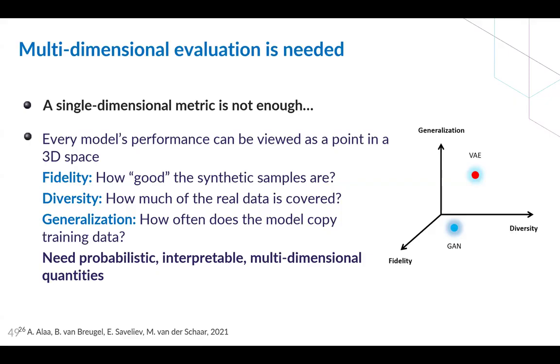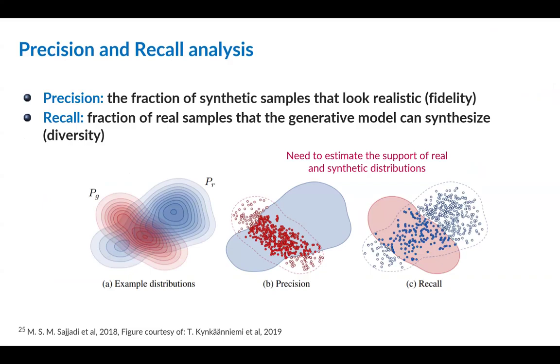In the end, we need probabilistic, interpretable, and multidimensional quantities for evaluation. And this brings us back to precision and recall analysis. Here we can see in figure A there are two distributions: P_R stands for the real distribution, and P_G stands for the generated synthetic distribution. We can define precision and recall by looking at the fraction of synthetic examples that look real, or the fraction of real samples that the generative model can synthesize and cover, illustrated in plots B and C.